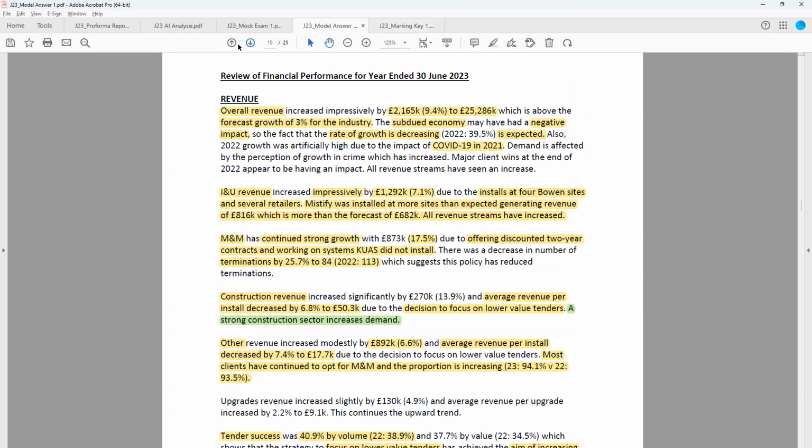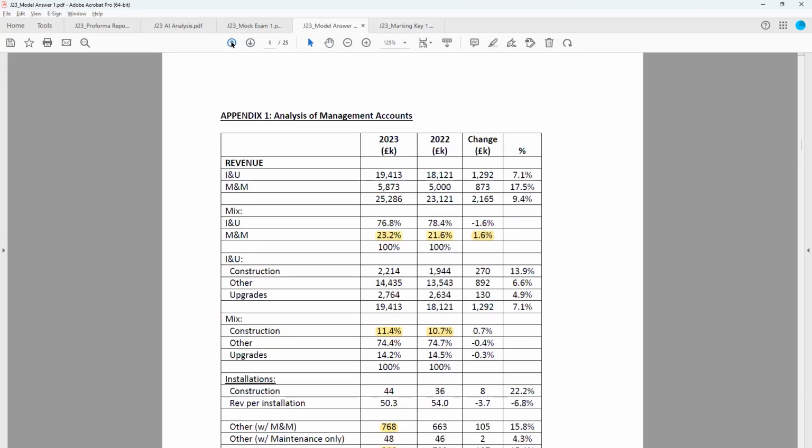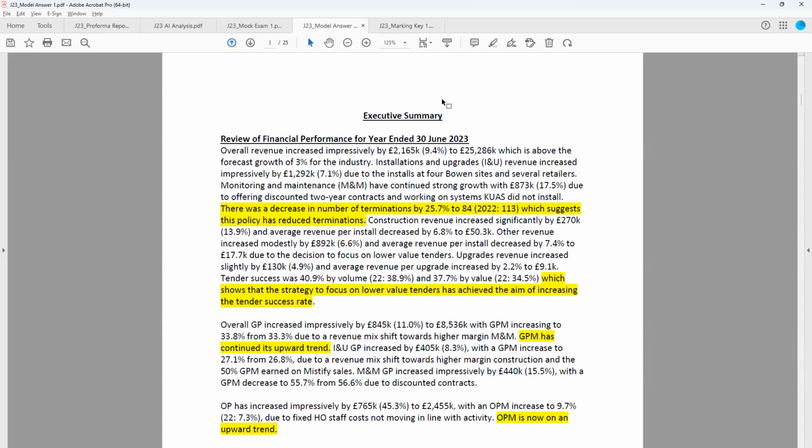So you want to focus on the areas which are the most significant. We've already got most of our numbers in there, all of our numbers overall and then by each activity. But what we could do is, we've said about monitoring and maintenance. We know they've introduced this new policy of working on non-KUAS installs and also doing 2-year contracts. And we could perhaps add in an additional point about the decrease in the number of terminations.